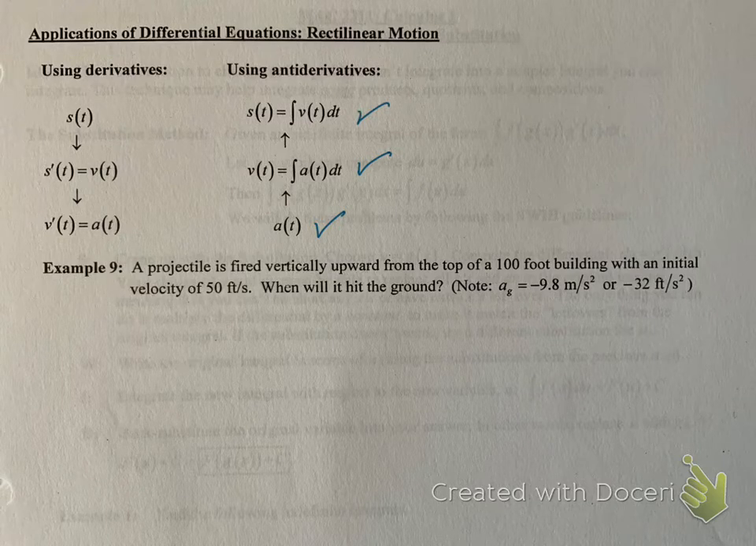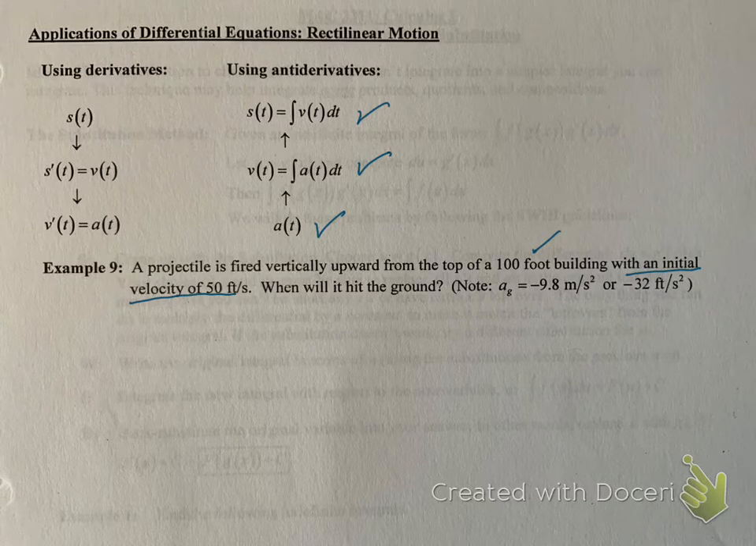So if I look at example number 9, it says a projectile is fired vertically upwards from the top of a 100-foot building with the initial velocity of 50 feet per second. Okay, I know this is an initial velocity formula because I'm given an initial velocity of 50 feet per second. I also know that the height of the building is 100 feet. Okay, so the question is, when will it hit the ground?